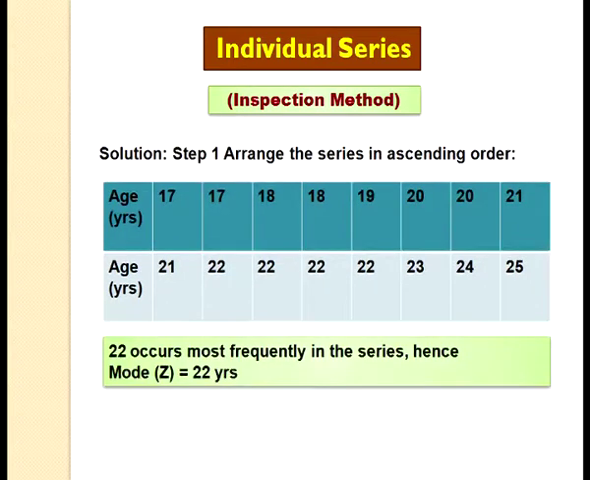Let's see. We have arranged the data in ascending order, and from this we can clearly see value 22 has been repeated the most. It has been repeated 1, 2, 3, 4 times. That means 22 has been repeated 4 times, the maximum number of times. So the modal age becomes 22 years. So students, we have learned by inspection method how we can compute mode.